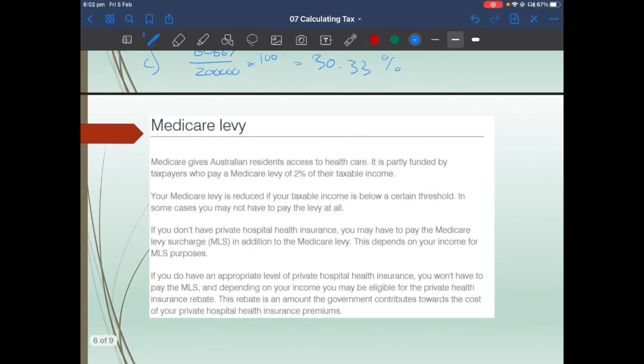Okay, the last thing we need to talk about is the Medicare levy. This is something that we have in Australia that helps the government pay for Medicare, pay for our public health system. If you don't have private health insurance, you can also pay an additional amount to the Medicare levy, which depends on your income. So everyone pays the Medicare levy, but you can also pay a surcharge depending on your income.